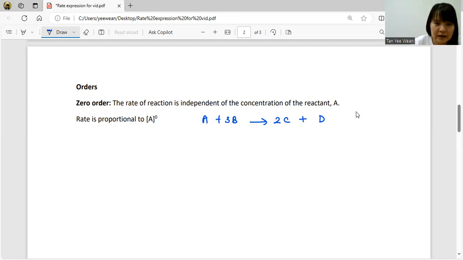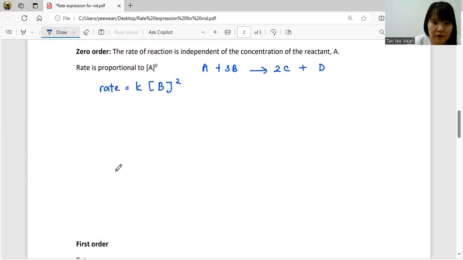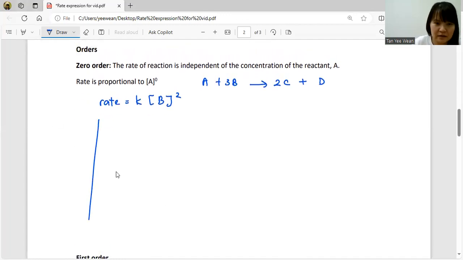Okay. So let's say my rate equals k[B] squared. You can't get this out of nowhere. Someone will have to give that to you, or a student must run an experiment to get the rate expression first. You don't see A there. So if I want to plot the graph of rate on this side, and A on this side.